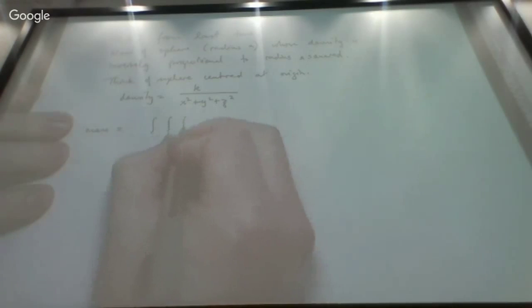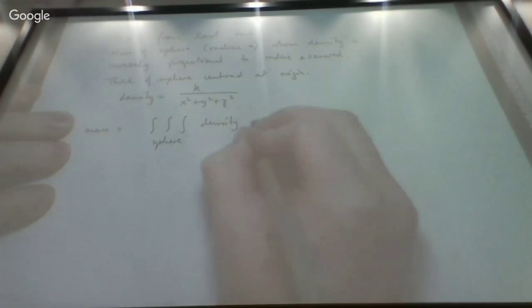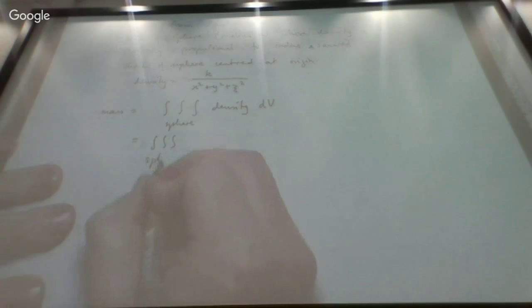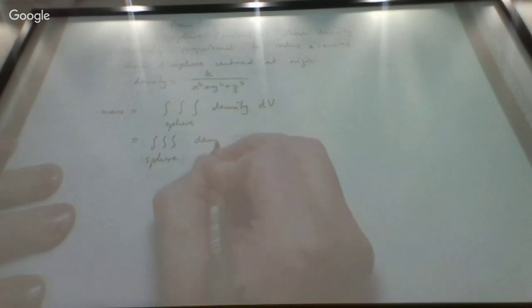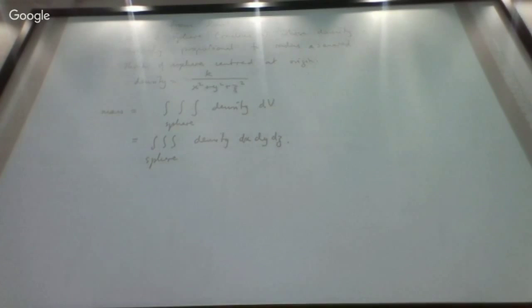So there's the sphere. So then the mass. The way this is calculated is we do a triple integral over the sphere, and we integrate the density. We can express this very generally as integrating over the sphere with respect to the volume element, which in Cartesian coordinates becomes integrating over the sphere the density dx dy dz, because the volume element in Cartesian coordinates is just the product dx dy dz.